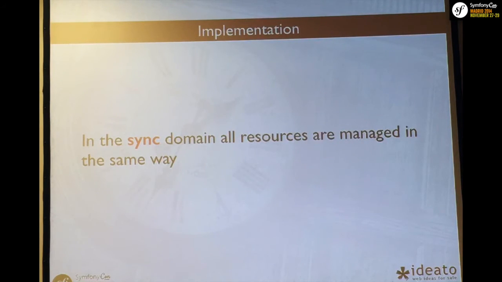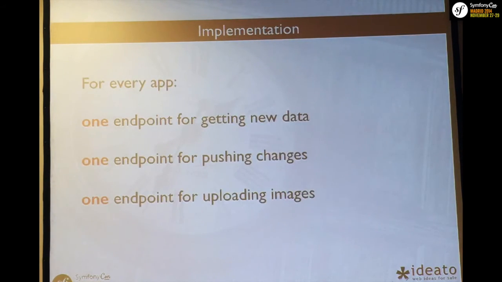Okay, so basically, we decided to define for every application 3 endpoints. One endpoint for getting new data. Okay, so the mobile client doesn't have new data, I just want to get the update from the server. One endpoint for pushing new changes. Okay, so while I was disconnected, I created new data, and then I just push it to the server, which will try to resolve conflicts and give a response back to me.